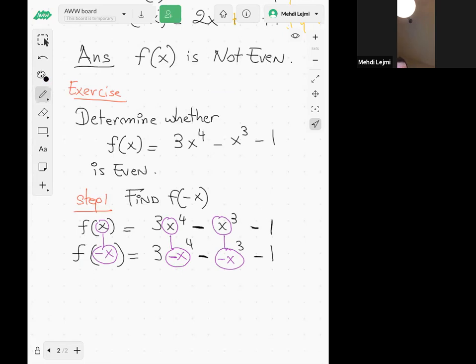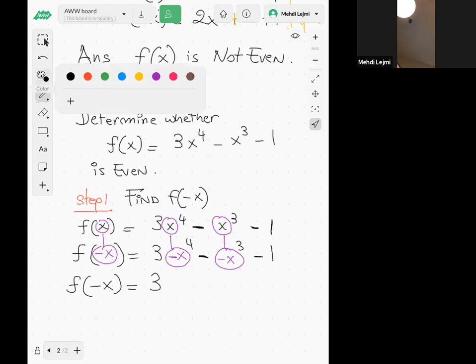All right, so let's see. For this f of minus x, there's this 3 here. Now we have negative x to the power 4. And as I said, whenever you have an even power, the minus is going to disappear, so it's going to be a plus. The power here is even, so it's actually plus x to the power 4.